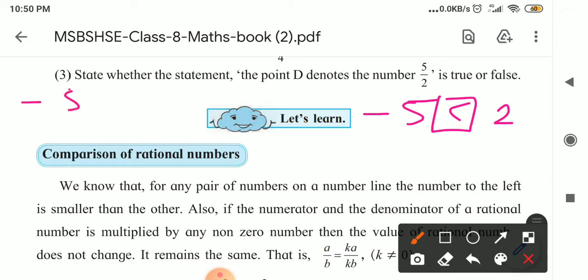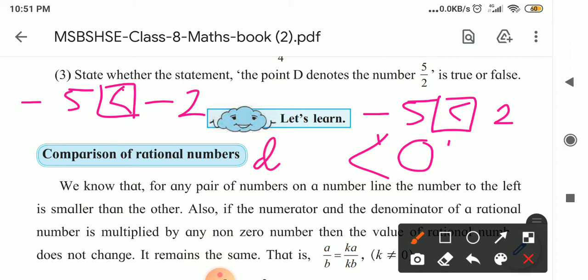If there are two numbers, minus 5 and minus 2, which number is greater? Whose value is less, means 2 is smaller than 5, but if it is negative, then minus 2 is greater than minus 5, okay. And you know that 0 is greater than all negative numbers. This is the previous knowledge we have about comparison of fractions.